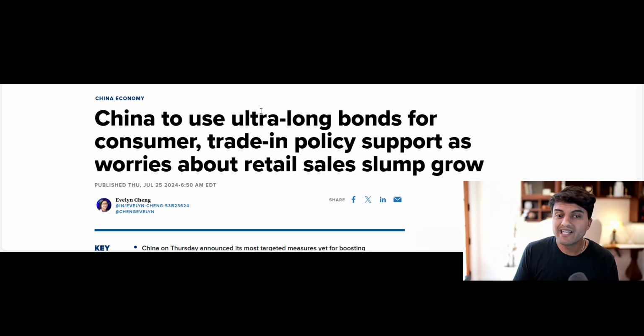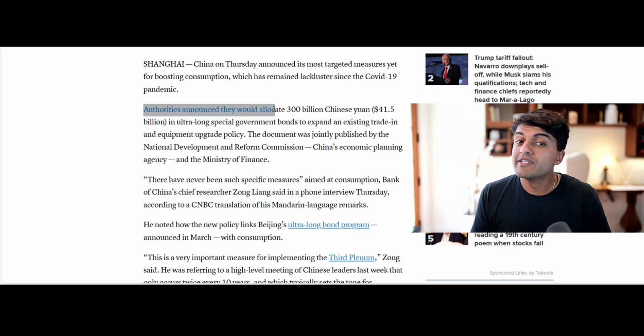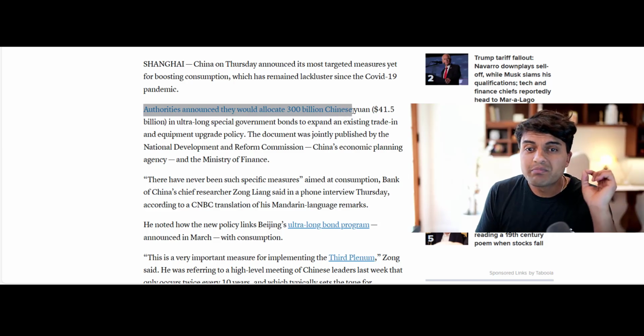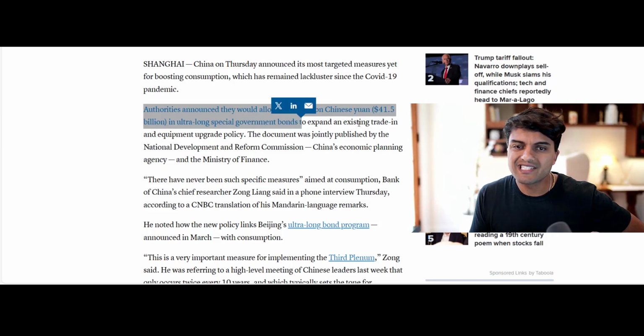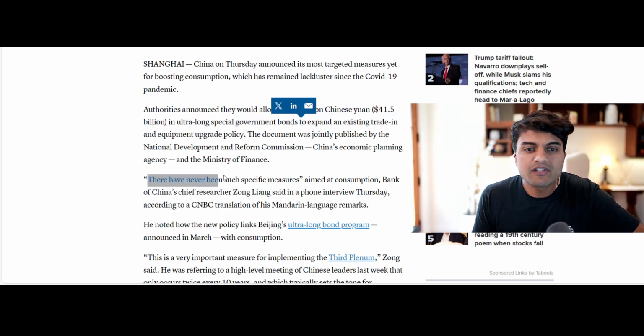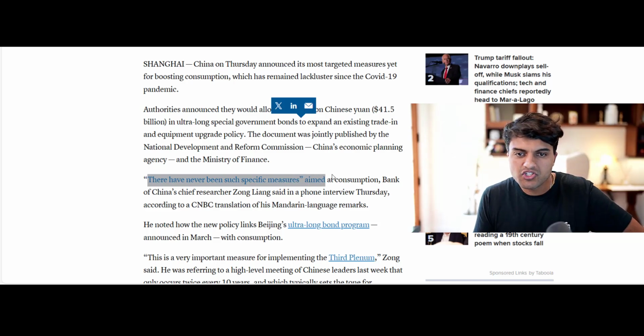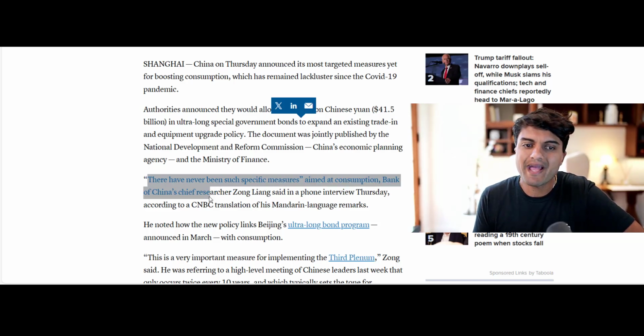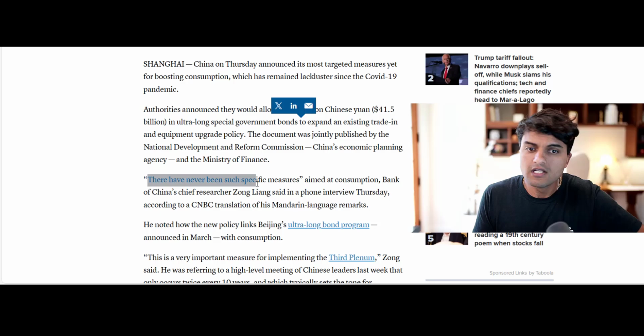Last year, China announced ultra-long bonds for consumers, trade-in policy support, as it was worrying that its GDP was stagnating. Authorities announced that they would allocate 300 billion yuan in ultra-long special government bonds and expand existing trade-in and equipment upgrade policies. "There have never been such specific measures aimed at consumption," the Bank of China's chief researcher Zhong Liang said in an interview.